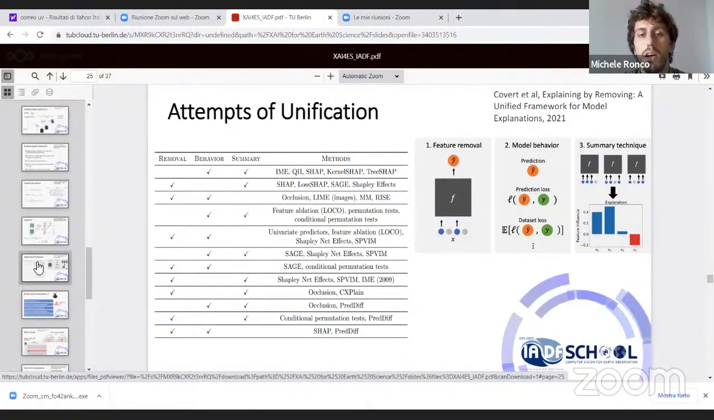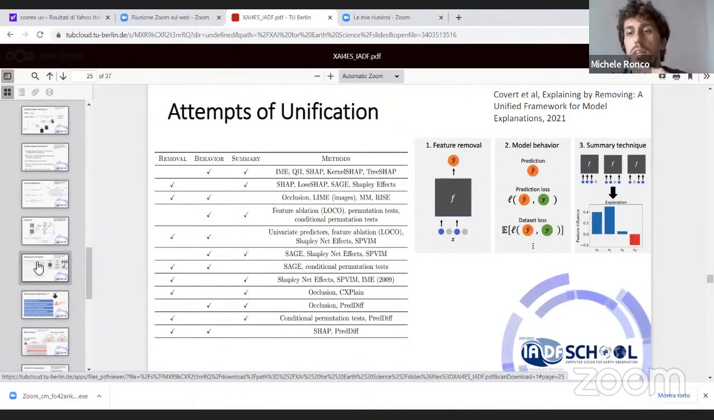And what the authors try to do in this paper is to classify several of these methods by looking at three different aspects. The first one: how the features are eliminated or removed. So how you perturb the input to obtain an importance score, and one of the simplest cases we have seen is just setting some of the features to zero. The second criterion they use to differentiate among methods is what they explain, the model behavior. Some of them focus on the prediction, how the prediction changes. Some others focus on the prediction loss, as we have also seen in some of the slides before, and others instead focus more on the dataset loss, so the expectation value of the loss over the whole dataset.